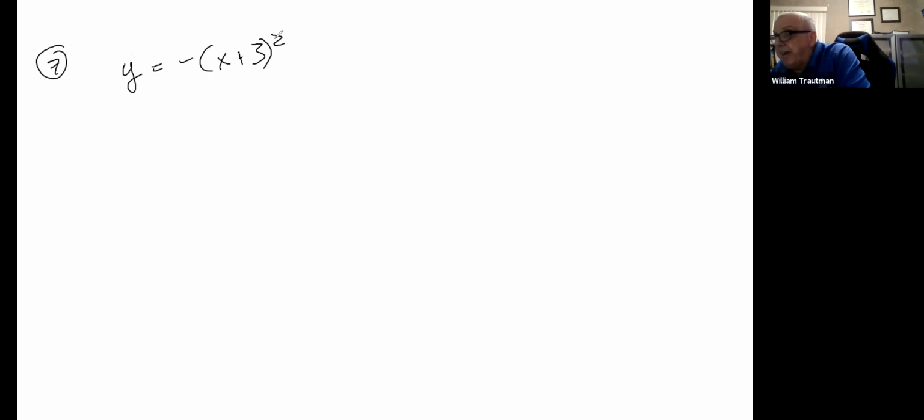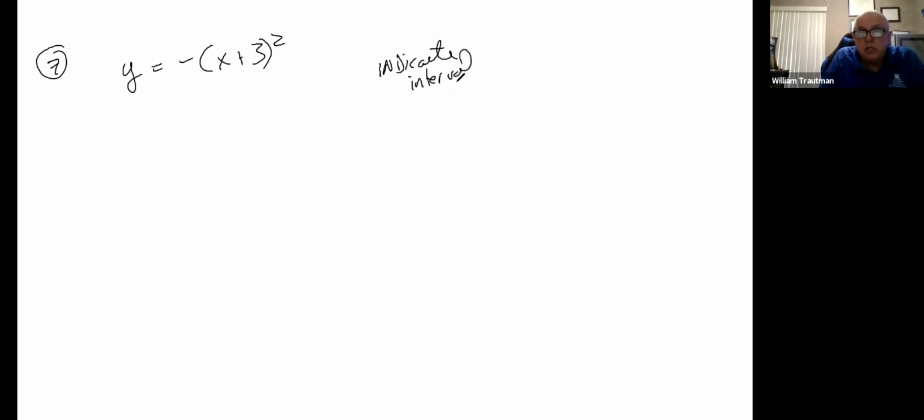What if they didn't have a graph? So they have a graph here, and I don't want to use the graph. Let's say there's no graph in the problem that you're going to get, and we want to know where the function is increasing or decreasing. So let's say the question is this: indicate the interval where the function is increasing or decreasing.